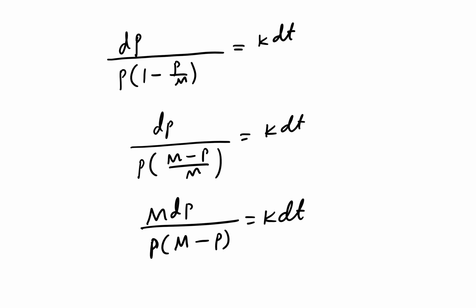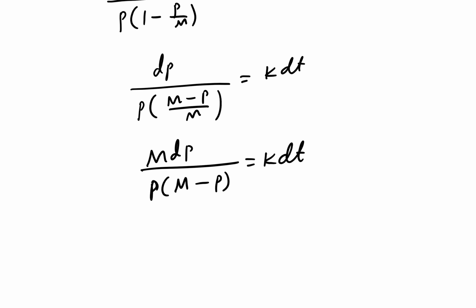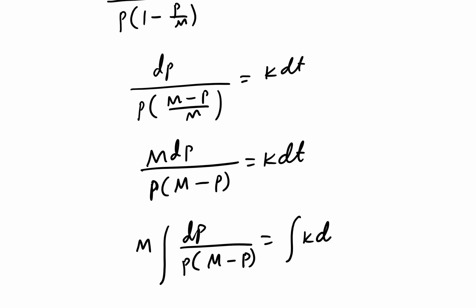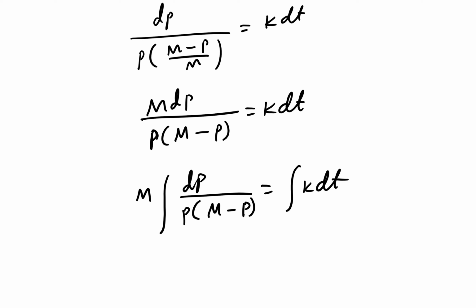And this is the fun part. We're going to integrate. k is constant, M is constant. P and t are the variables. When we integrate both sides, you can pull the M out: integral of dP over P times (M minus P) equals integral of k dt. The right-hand side is very easy. The thing is about the left-hand side. Which method should we use on the left-hand side? So the right-hand side is so easy, straightforward.